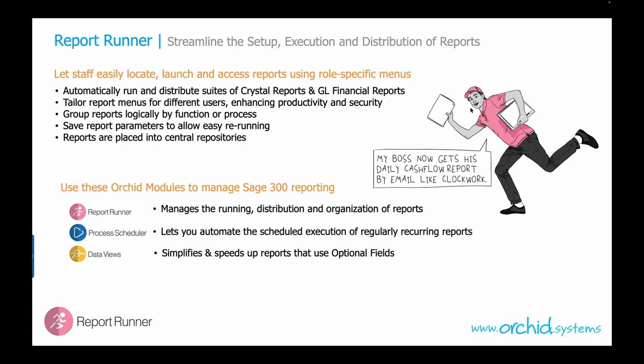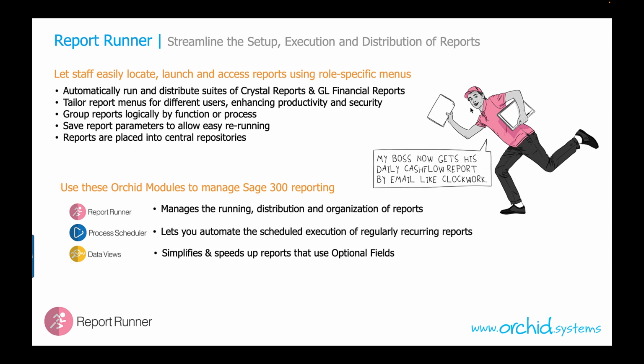Report Runner lets you streamline the setup, execution, and distribution of reports in Sage 300. You can easily locate, launch, and access the reports with menus that can be specific to your roles. You can refresh and distribute a range of reports, Crystal reports, and GL financial reports, and tailor the menus for the different users, which enhances their productivity and the security of your reports.